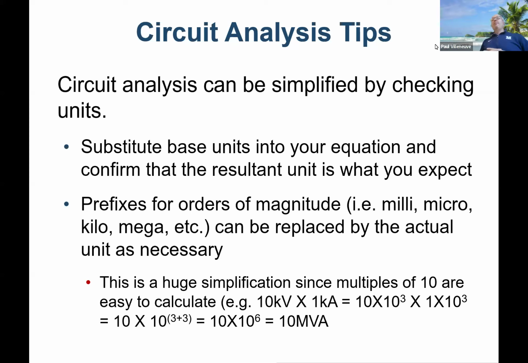All right. Same thing for dividing. If you wanted to divide 10k by 1k, you'd have 10 to the 3 divided by 10 to the 3. So how does that work out for us?